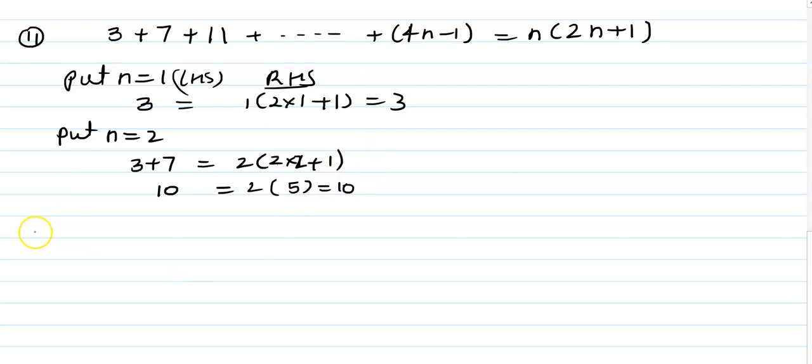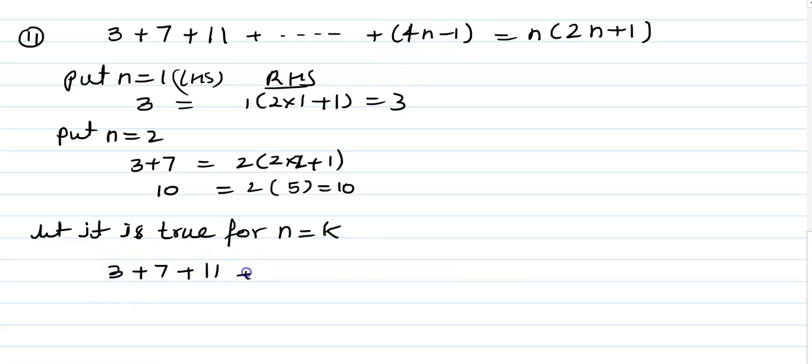Now we are going to show that, let it be true for n equal to k. So replace n with k, so it will be 3 plus 7 plus 11, up to 4k minus 1. And that should be equal to, replace n with k on the right hand side as well, so k(2k plus 1).